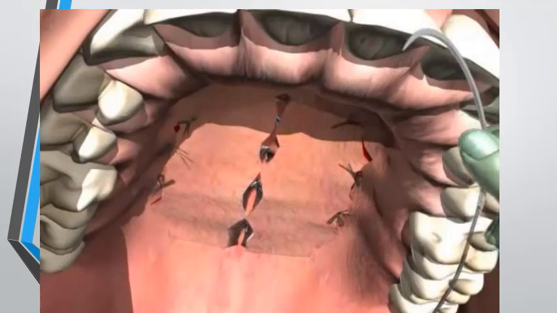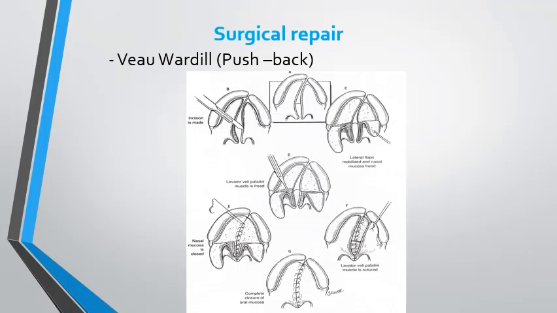A multidisciplinary team is important. Among the techniques used for cleft palate repair is the Von Langenbeck pushback repair. The Vo-Verdel pushback repair is the same as the von Langenbeck repair, except that we divide the anterior pedicle of the flap.